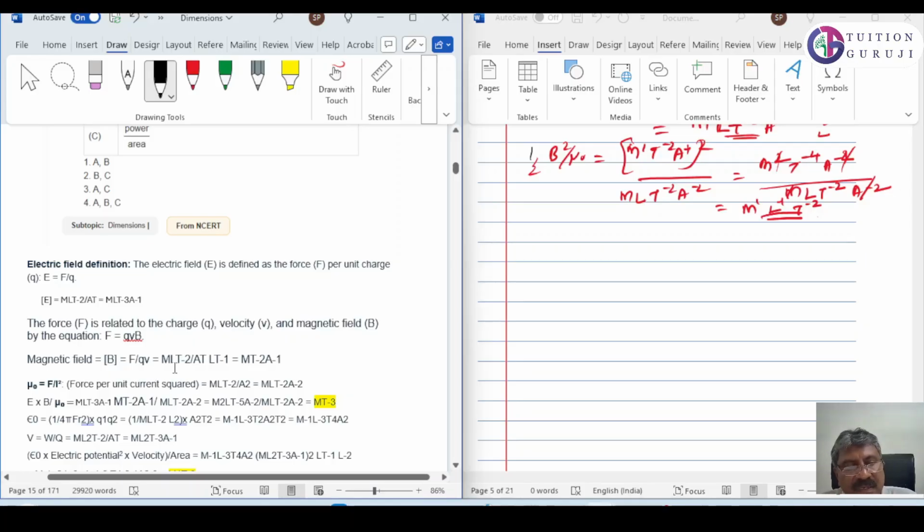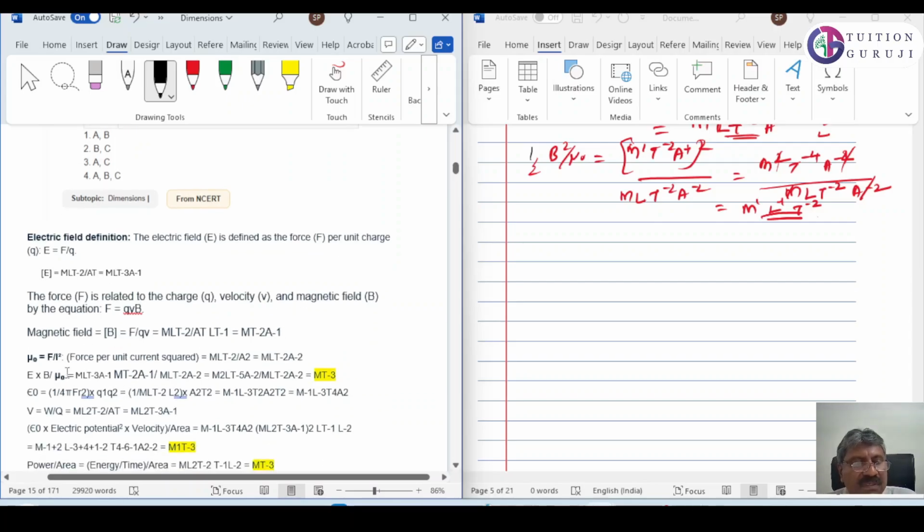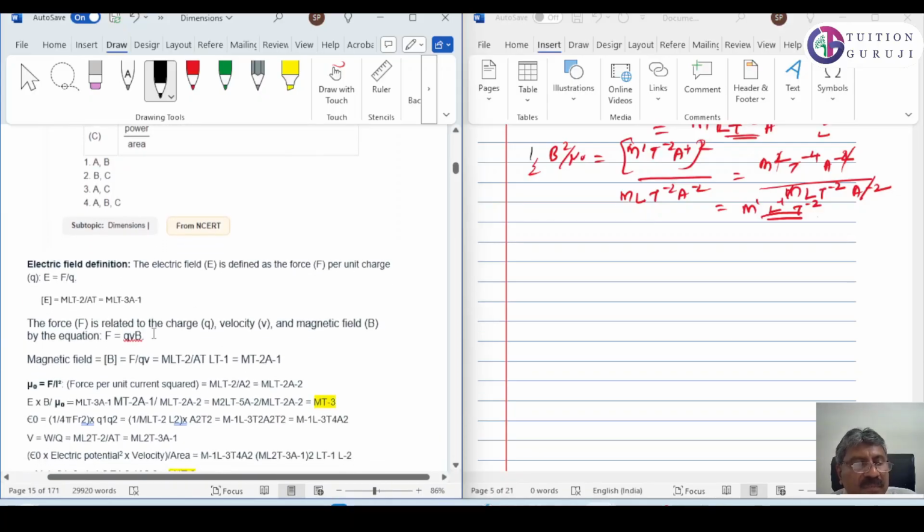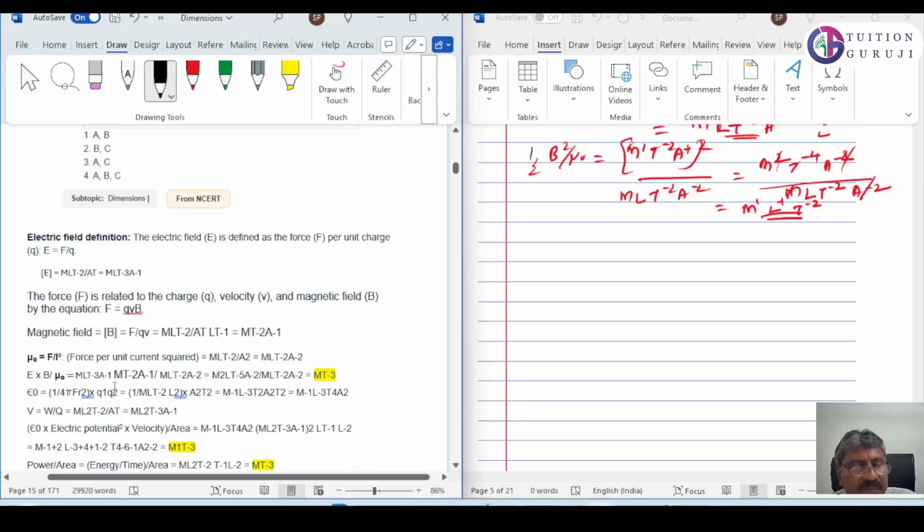It's equal to ML T raised to minus 2 by AT into LT raised to minus 1, which is equal to MT raised to minus 2 A raised to minus 1. So mu 0, there are many methods of finding. F by I square, F is equal to mu 0 I square, force per unit current square. So ML T raised to minus 2 by A square is ML T raised to minus 2 A raised to minus 2. So E into B divided by mu 0 is equal to ML T raised to minus 3 A raised to minus 1.